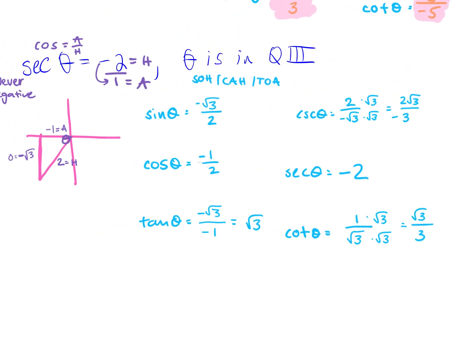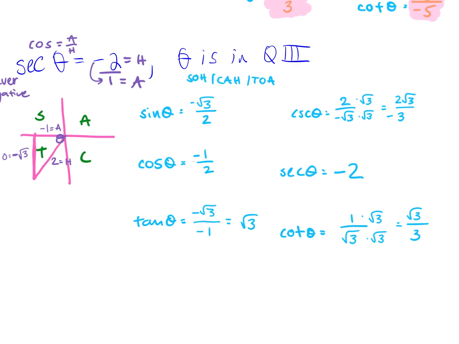Now, last thing we always want to check is our signs. We have all students take calculus. So in the third quadrant, only tangent and its reciprocal should be positive. So tangent's positive and cotangent's positive, so we're good there. Everything else should be negative. So our sine's negative, cosine's negative, secant's negative, and cosecant's negative.